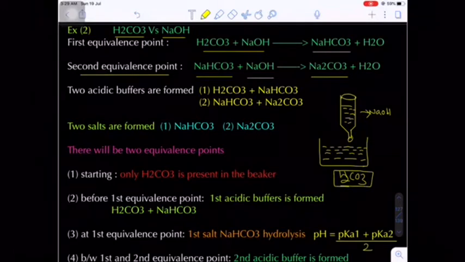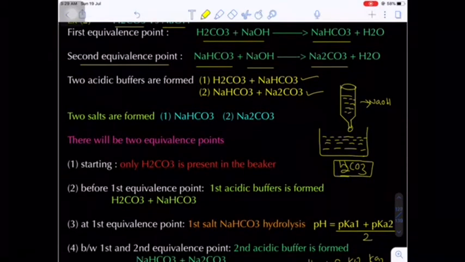And at the second equivalent point, when the sodium bicarbonate and NaOH are completely consumed, you will get the sodium carbonate salt. Okay. Now here also there will be two equivalent points, because it is a diprotic acid. Now there will be two buffers. The first buffer will be carbonic acid and sodium bicarbonate, and the second buffer is the sodium bicarbonate and the sodium carbonate. Okay. Now two salts will be formed.